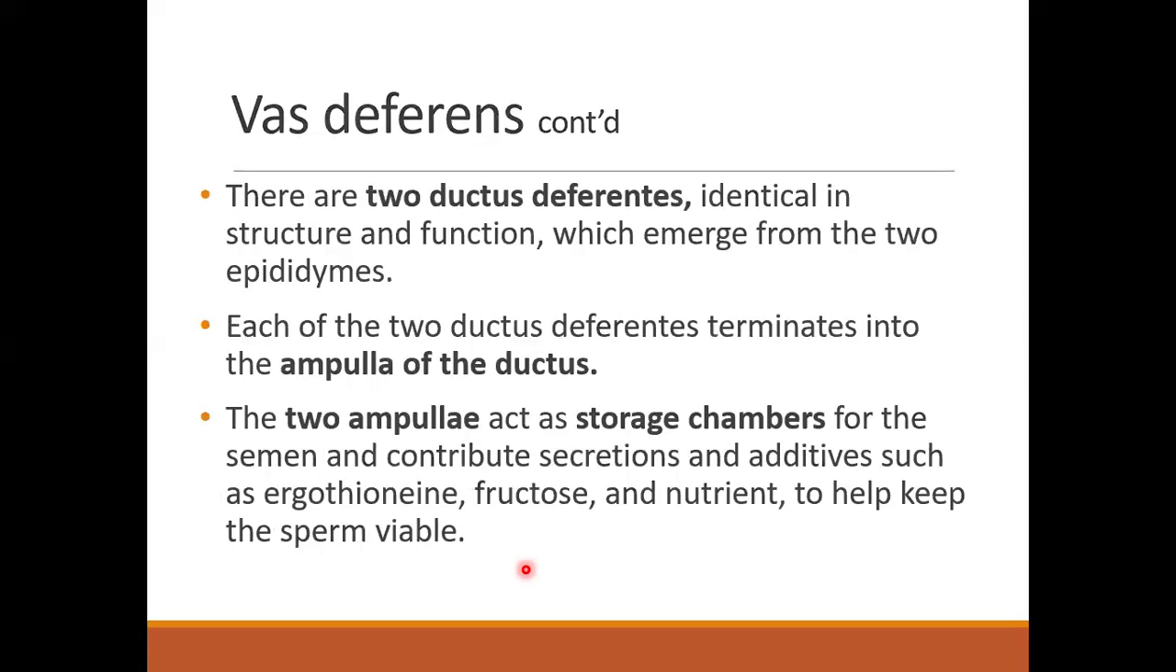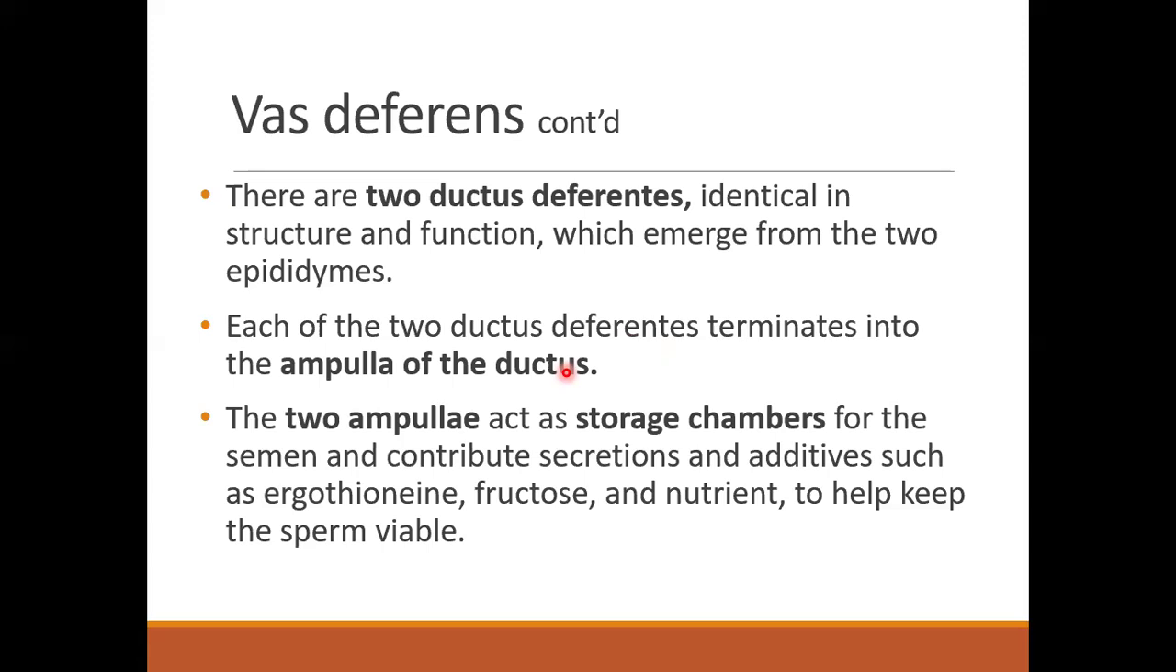There are two ductus deferens. Remember, we said that it is either vasa deferentia or ductus deferens, identical in structure and function, which emerge from the two epididymis. Each of the two ductus deferens terminates in the ampulla of the ductus. I think I've explained this: the end of the vas deferens, or ductus deferens, enlarges to become an ampulla. And then they can be used as storage chambers for the semen.